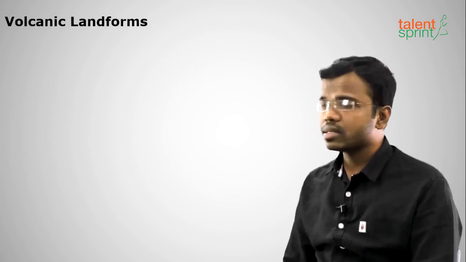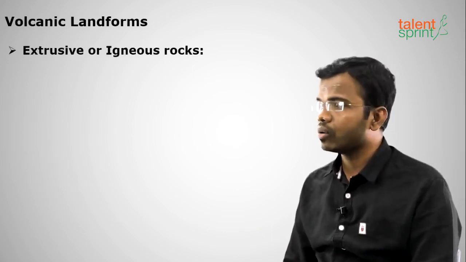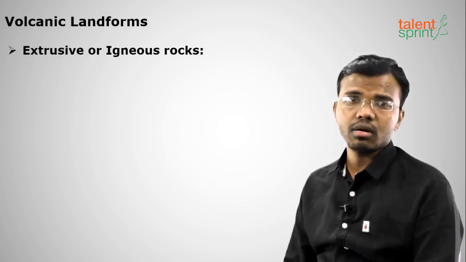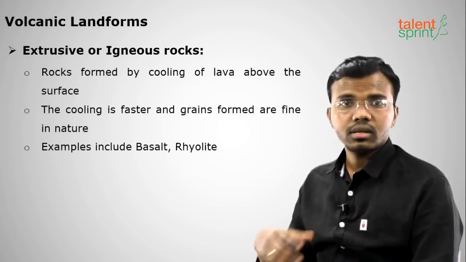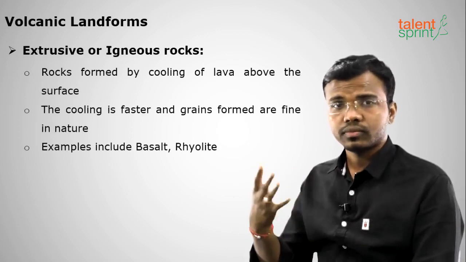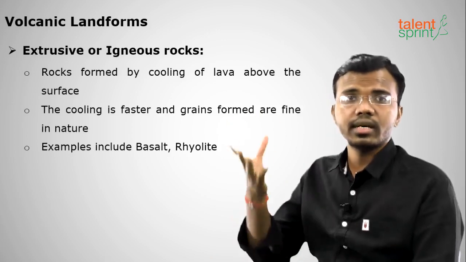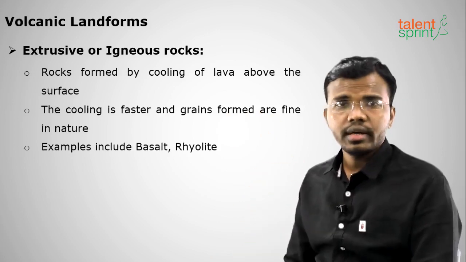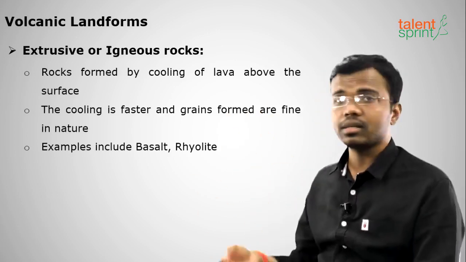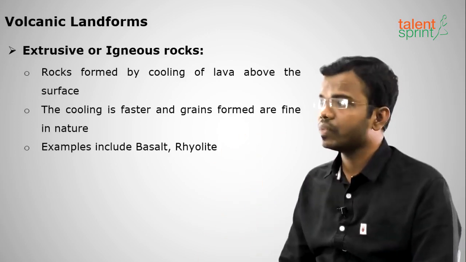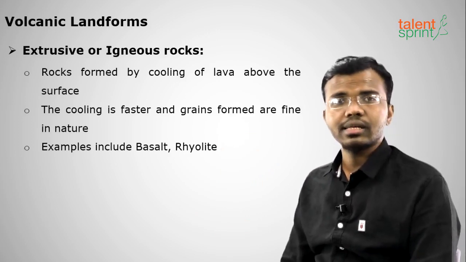Moving on to the next type of volcanic landforms, that is extrusive or igneous rocks. Igneous rock is generally what we hear about in types of rocks. When it comes out, it is called lava. Lava cools at a faster rate when it comes outside the surface of the earth, because the temperatures are much lower outside as it interacts with the atmosphere. So it cools faster and the grains formed are smaller or fine in size. The very best examples are basalt and rhyolite.